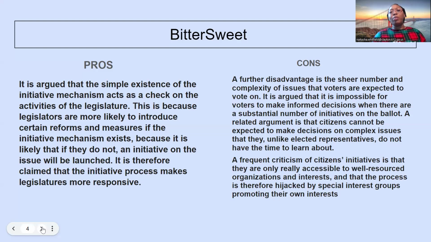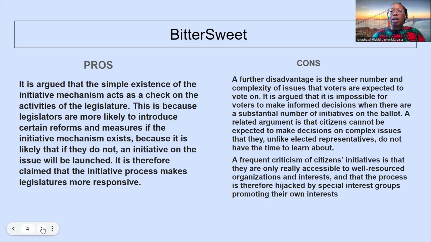Next, we have bittersweet. What are the pros and the cons of the initiative and referendum process? Well, the pros. It is argued that the simple existence of the initiative mechanism acts as a check on the activities of legislators. This is because legislators are more likely to introduce certain reforms and measures if the initiative mechanism exists, because it is likely that if they do not, an initiative on the issue will be launched. It is therefore claimed that the initiative process makes legislators more responsive.